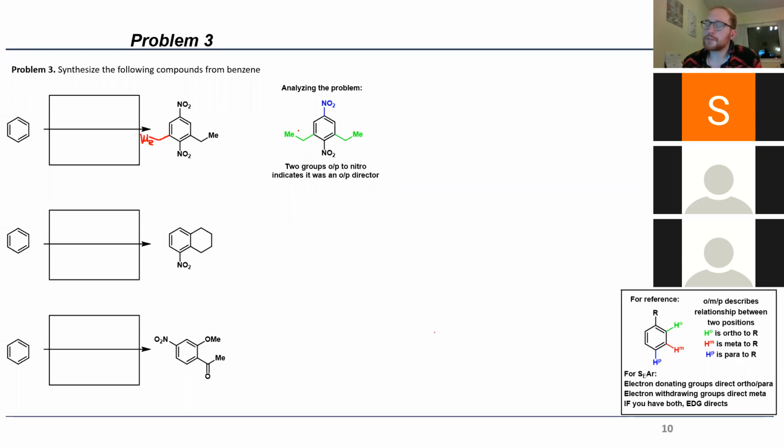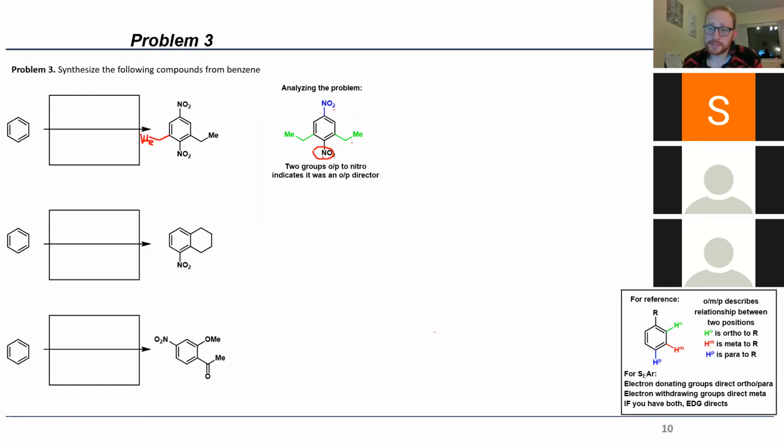But anyway, when we look at the problem here, we see that relative to this nitro group, we have groups in the ortho and para positions. What that should always tell us is that if we had this nitro group as an ortho-para director, it could have a matched relationship with both those positions. So it would direct those positions.